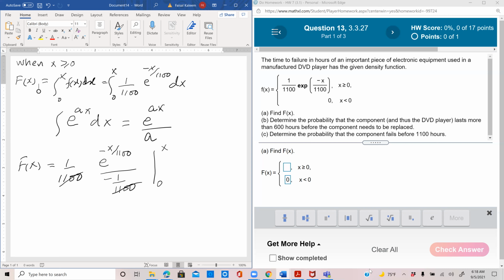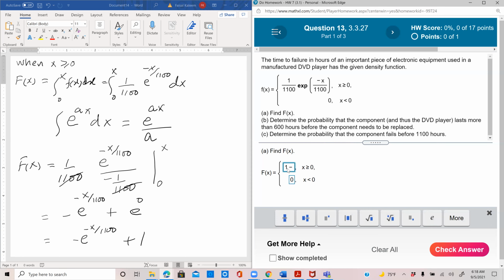So this would be a negative quantity because of this negative. When you put the upper limit for x, you get negative e power negative x over 1100. And then the lower limit would become positive e to the 0, and e to the 0 is 1. So plus 1, and then I can change the order and write the 1 first, minus e to the minus x by 1100.